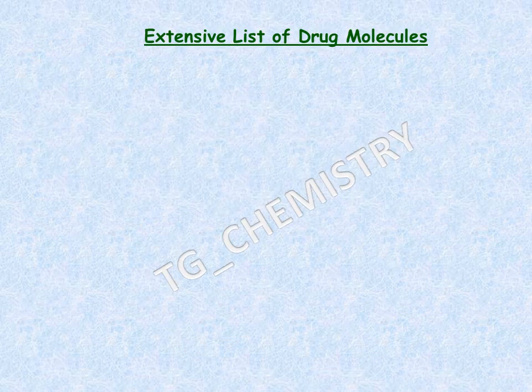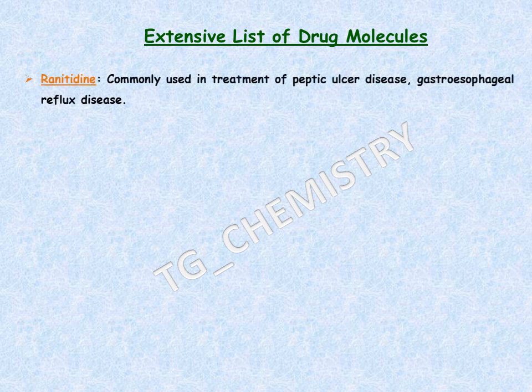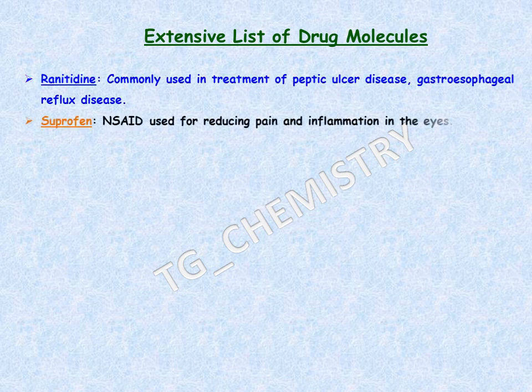So first I will talk about the extensive list of the drug molecules, with very minimal information regarding their usage, and then finally I will come one by one regarding the synthesis and applications of all the drug molecules. So ranitidine comes first, and it is a furan based drug molecule commonly used in the treatment of peptic ulcer disease, gastroesophageal reflux disease. Suprofen, this is a thiophene based drug molecule and it is a non-steroidal anti-inflammatory drug used for reducing pain and inflammation in the eyes, including glaucoma.